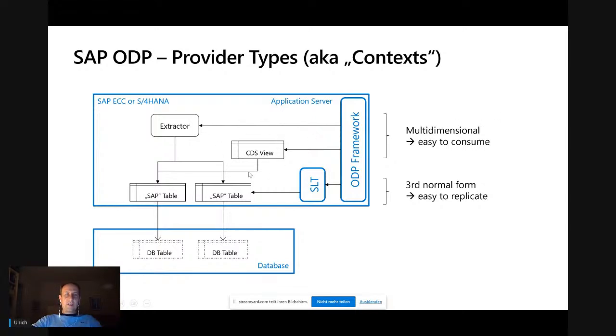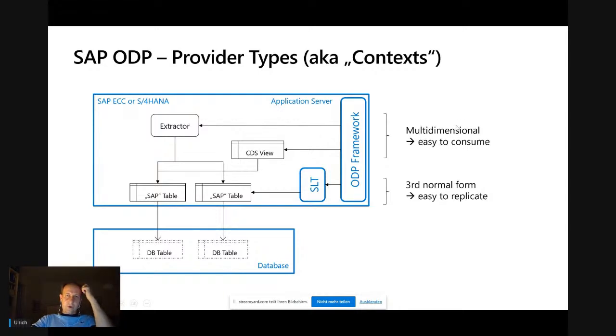With S/4HANA, SAP has gone a new way based on a view technology, which is close to database or SQL views, with some additional metadata and annotations, which can be interpreted again by the ODP framework to make sure that data integration purposes are also taken care of. Again, the CDS views typically come in a multidimensional structure, so they are again easy to consume.